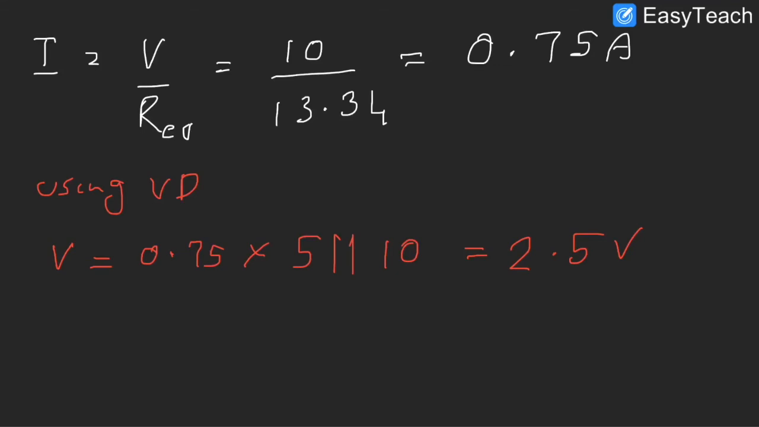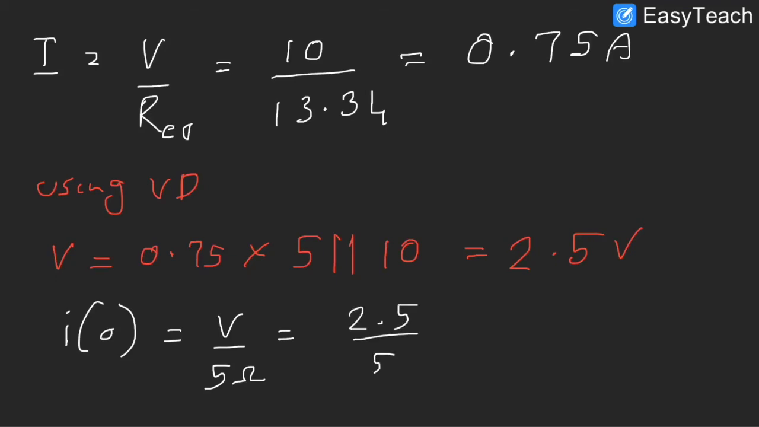And now finally I can use Ohm's law to find the current through that inductor. That is going to be my I of 0, which is V by 5 ohms. So that is 2.5 by 5, which is 1 by 2, that's 0.5 amperes. Okay, so I got my initial current.